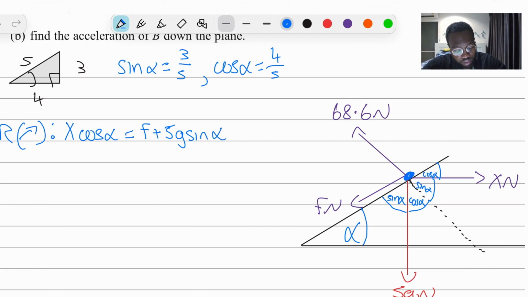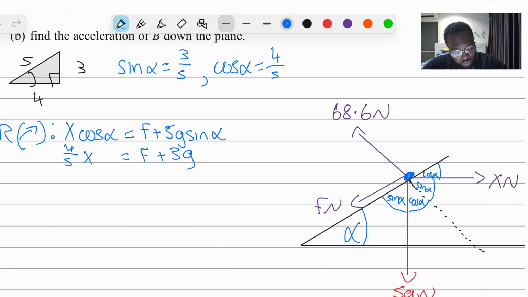And we can work out some of these values. We know cos alpha is 4 over 5, so it's going to be 4 over 5 x, and that's equal to F. Now 5G times 4 over 5, that will give us just a 3G.